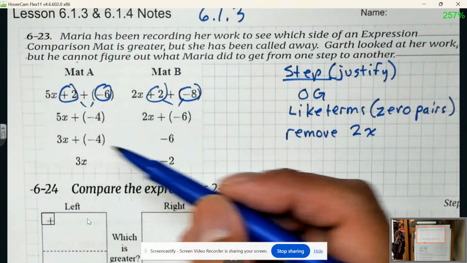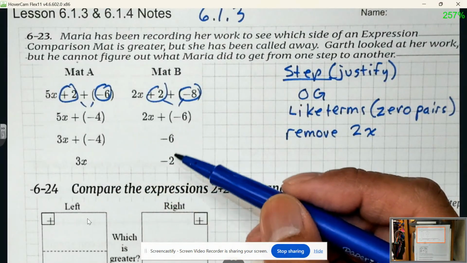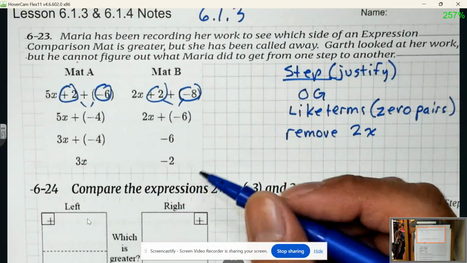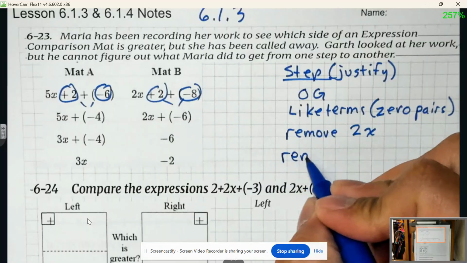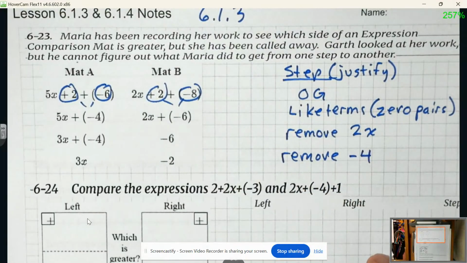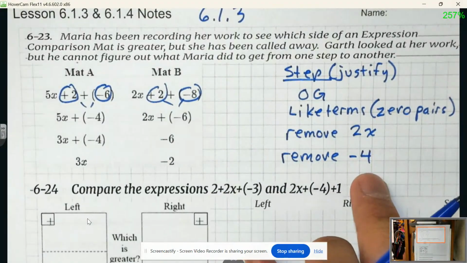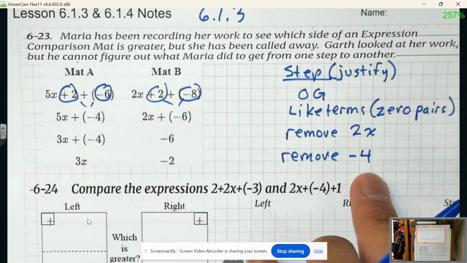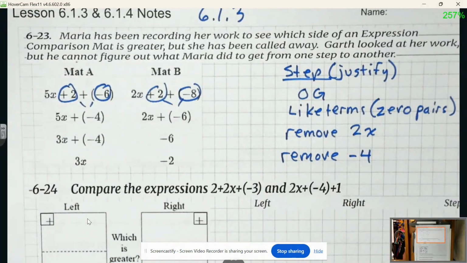And then the final step, how did 3x plus negative 4 become this? We removed the negative 4. Is that the same thing that happened here? Yes, 4 negatives go away, leaving you 2 negatives. So we are removing 4 negatives. Subtracting 4 negatives is kind of the same thing as adding 4 negatives, but in this case, we are taking them away.